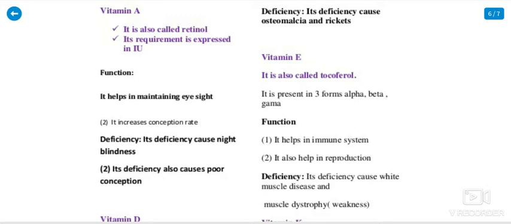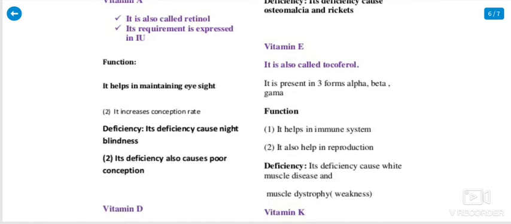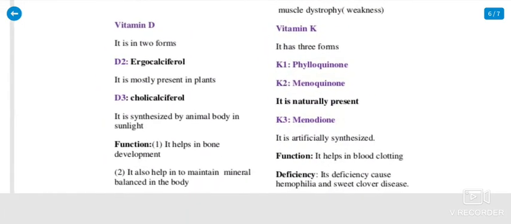The function of vitamin A is that it helps in maintaining eyesight. It increases the concepts of rate. Deficiency of vitamin A causes night blindness. The deficiency is also caused by poor consumption.